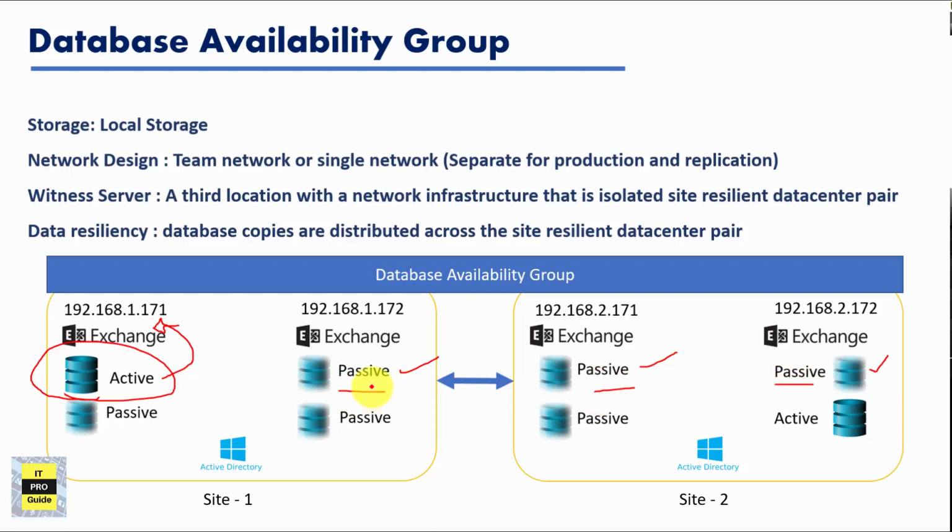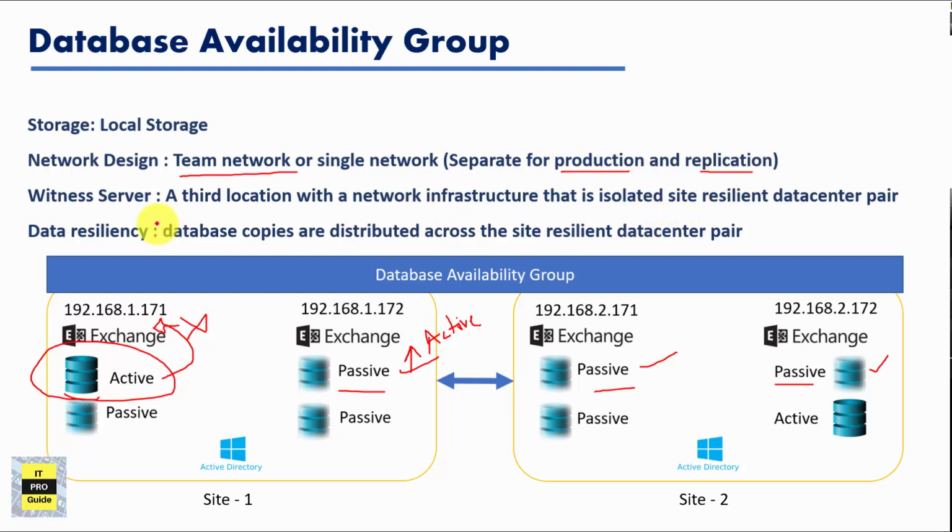So if something happens to an Exchange server which has an active database, then a passive database will be turned into an active database on another server based upon the activation preference number. And for the network design you can use a teamed network, because now 10 Gbps and 25 Gbps networks are available. So you can use multiple networks and team them together for redundancy. Or you can use a single network. In that case you need a separate line for the protection and replication.